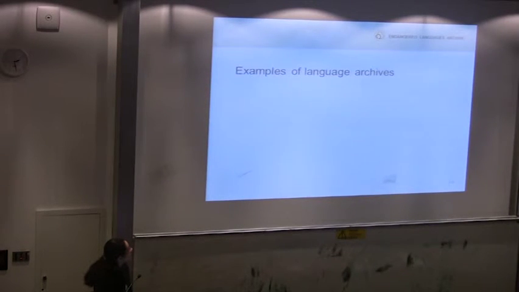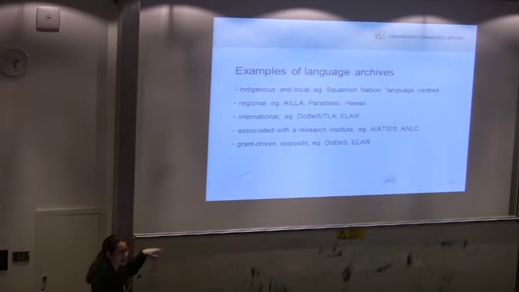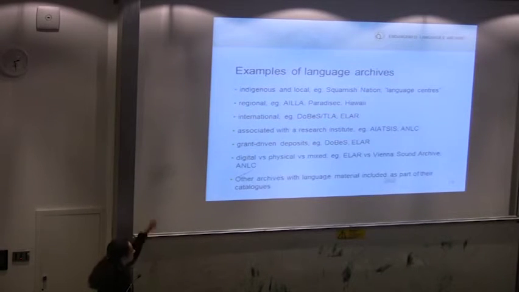I'll move on, I'll skim through this. You can have a slide if you want to look at what other archives are doing. I've just given you some examples of a variety of different types of archives. So you can have local as well as international. You can have archives attached to a research institute. You can have physical versus digital versus mixed, and so on and so forth.